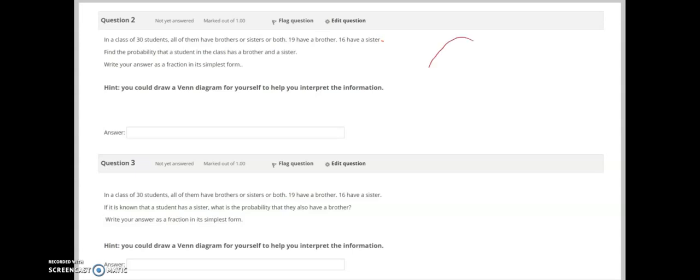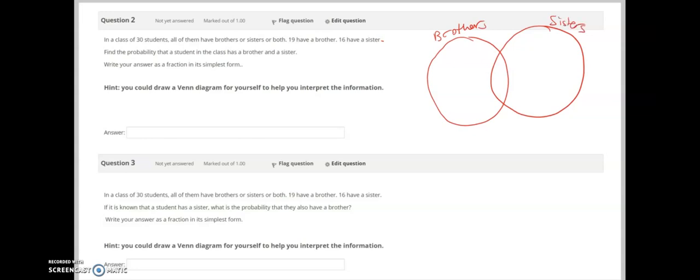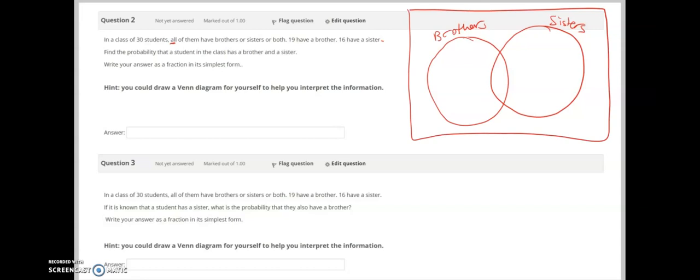So I'm going to draw a Venn diagram. Brothers and sisters. So those who have brothers would go here, and those who have sisters would go in the other circle. So we know that all of them have brothers or sisters. There's going to be no numbers outside of the circles within the box. So I'm going to decide now what numbers to put inside the circles.